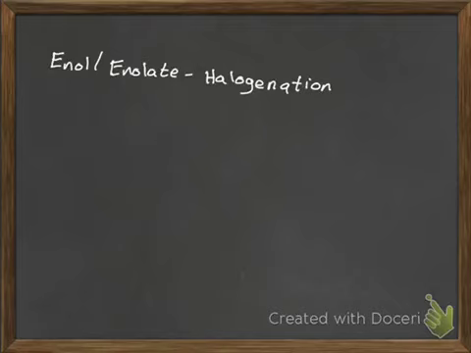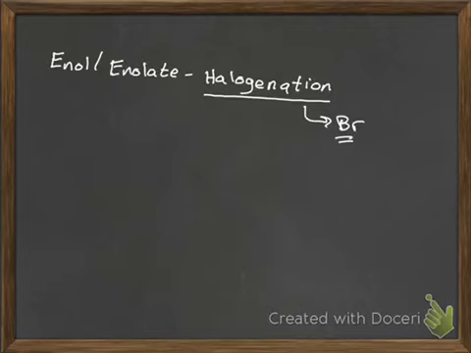Now, when we talk about halogenation of enols and enolates, we're really talking about bromine. Ladies and gentlemen, chlorine isn't quite reactive enough. Iodine is just too weird. So we're going to be talking about the bromination of our enols and enolates.